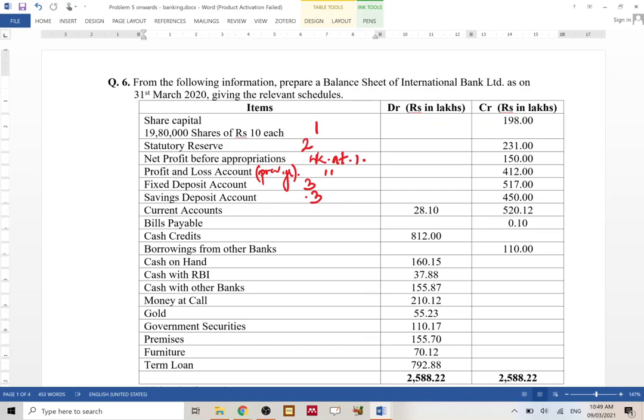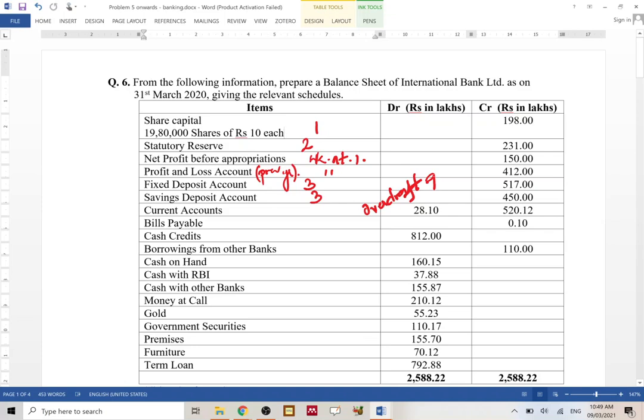In case of the debit balance of current account, which is 28.10, this will go under your assets in advances. Okay, the debit balance, like I told you all, goes into advances because we consider that the debit balance is in fact an overdraft. Fine. Okay, so it's like a loan that is given by the bank to that current account holder. This debit balance will go under schedule 9.